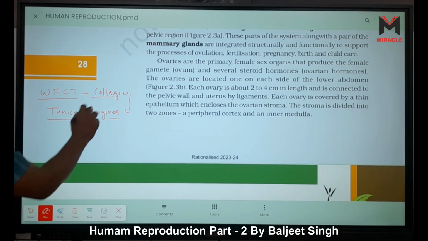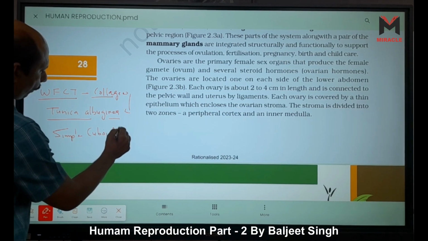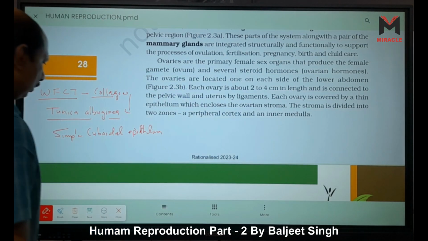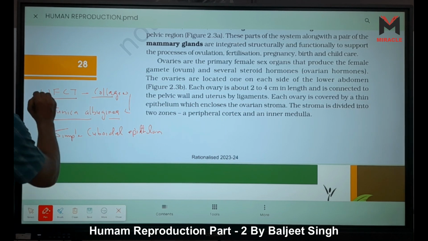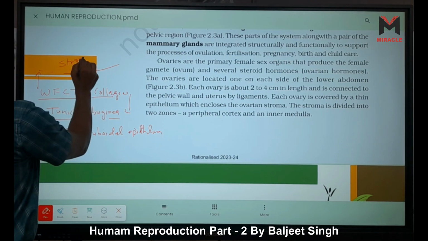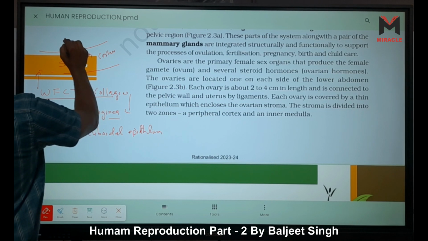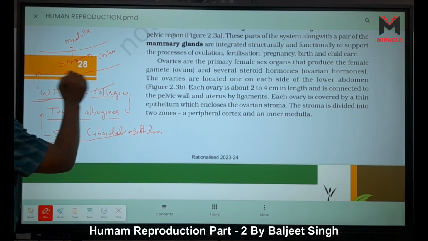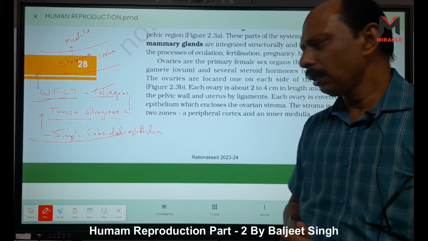Just above the tunica albuginea, we have simple cuboidal epithelium, which is the outermost layer. After the tunica albuginea, inside it, what is there? It is the stroma. And the stroma is further divided into outer cortex and inner medulla. So this is the outermost simple cuboidal epithelium, then white fibrous connective tissue, then stroma. Stroma is further divided into the outer peripheral cortex and the central medulla.